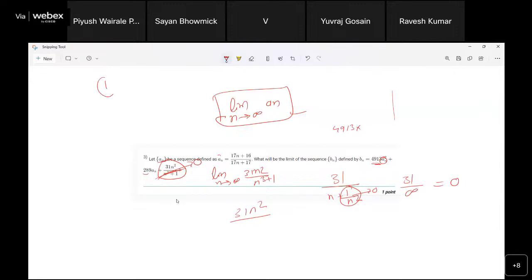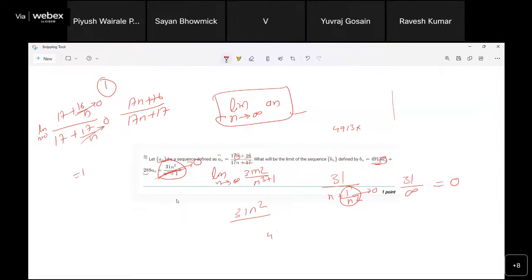Okay. So it will be 1 only, right? If we divide by n, so 17n plus 16 upon 17n plus 17. So just divide by n. So 17 plus 16 by n upon 17 plus 17 by n. So 17 by 17, limit n tends to infinity. So this is 0, this is 0. That is 1, right? Yes.